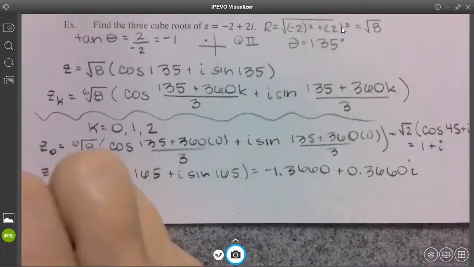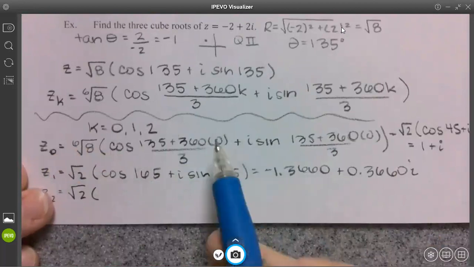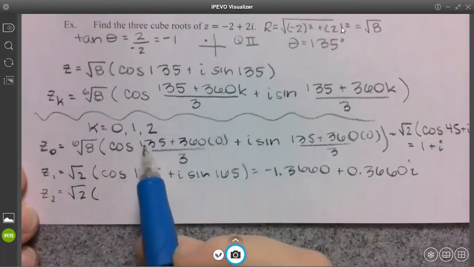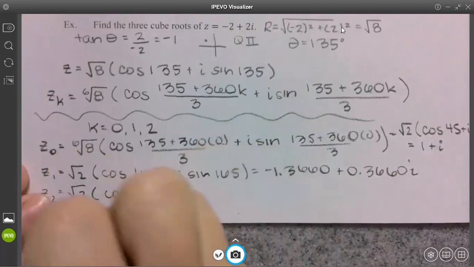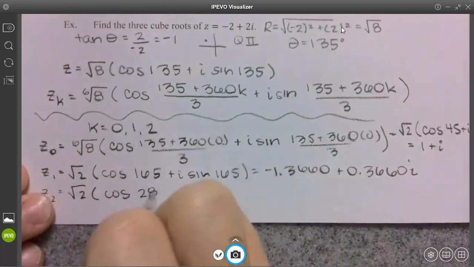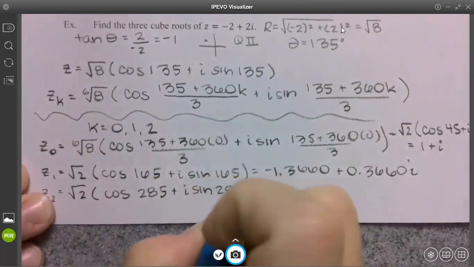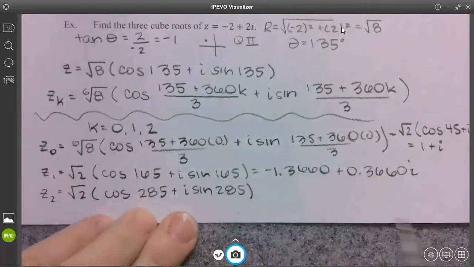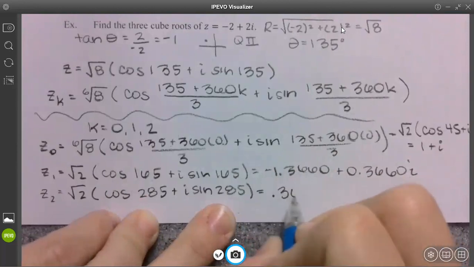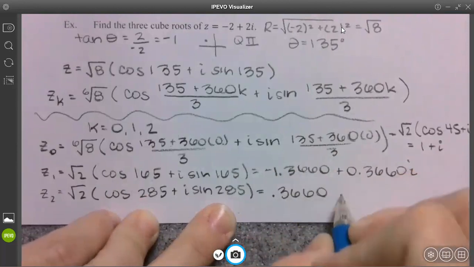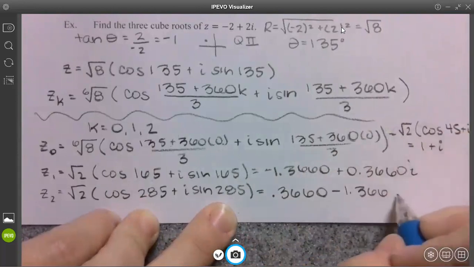And then the last one we need to do is Z2, so square root of 2. When you plug in a 2 here, 135 plus 360 times 2 divided by 3 is going to give you 285. And then when I distribute my square root of 2, it's going to give me nasty decimals again, 0.3660. But this time it'll be minus 1.3660.